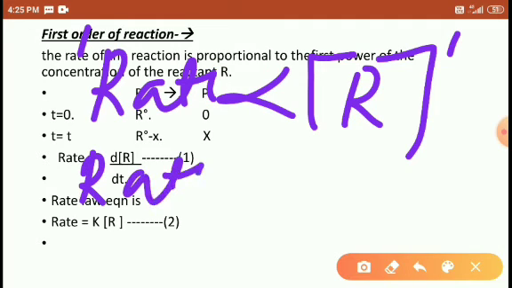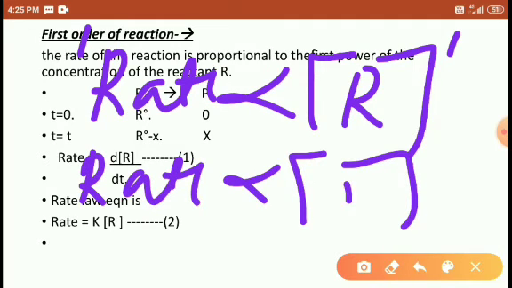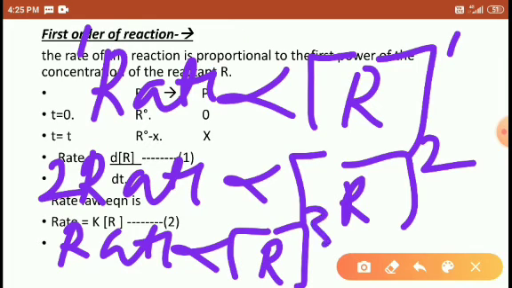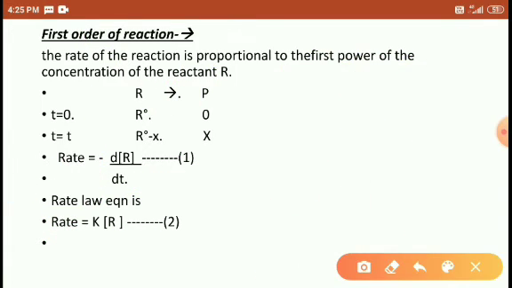When you increase the concentration of the reactant by 2, the rate also increases by 2, right? Then the rate is proportional to the concentration of the reactant. If you increase the concentration of the reactant by 3, then the rate also increases by 3, right? It means it is directly proportional, students. So that's why, when the sum of the powers of the concentration of the reactant is one, it is called the first order of reaction.